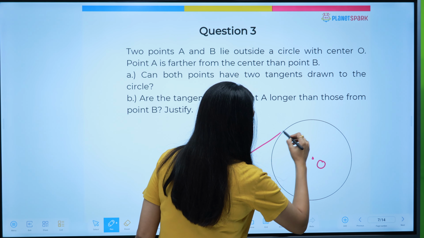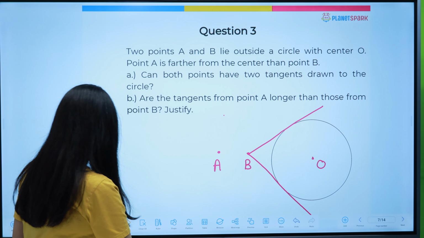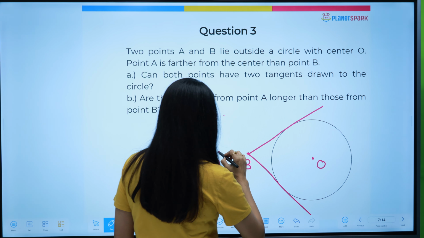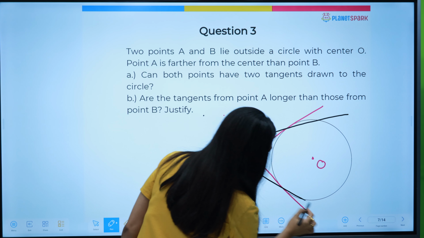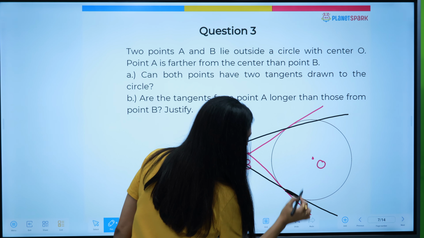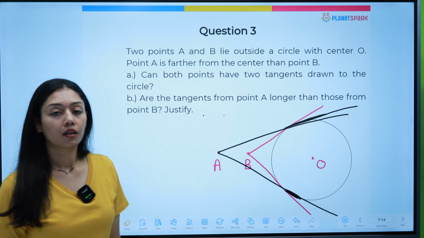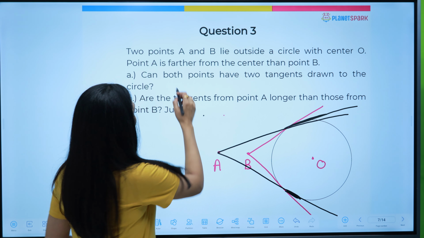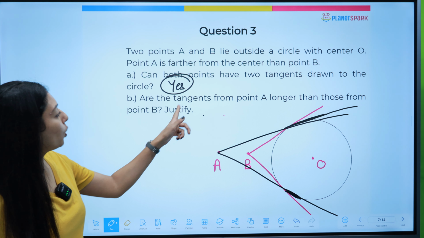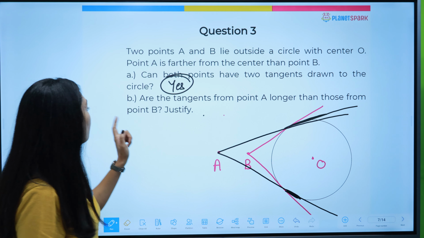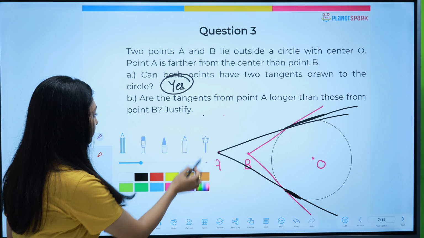Let's see here. So from B, let's say these two tangents are there. And from the point A, let's say these two tangents are there. You can just draw them in a way that they just touch the circle. Then the question is: are the tangents from point A longer than those from point B? Justify. Yes, everybody. Isn't it obvious?